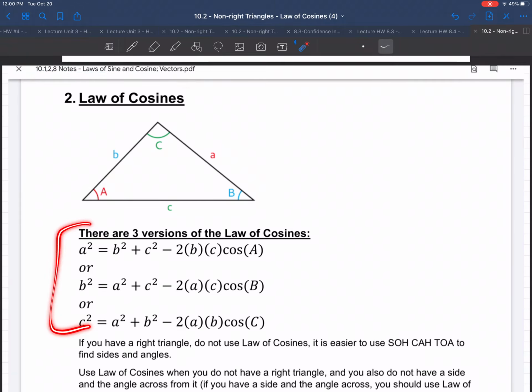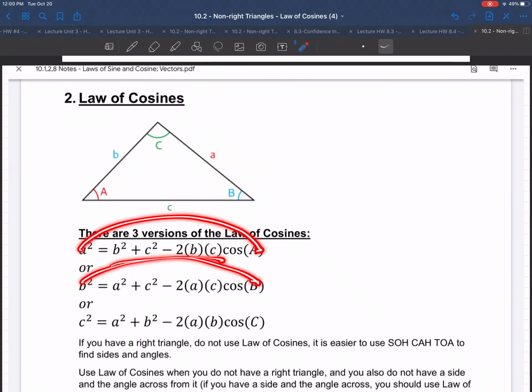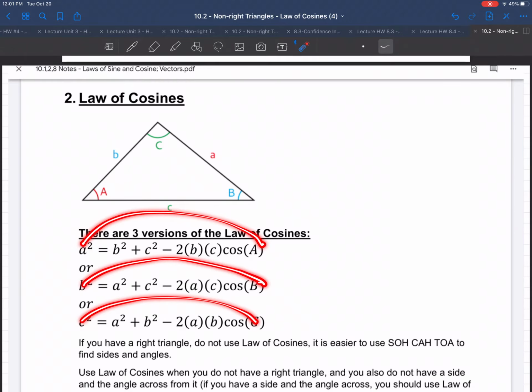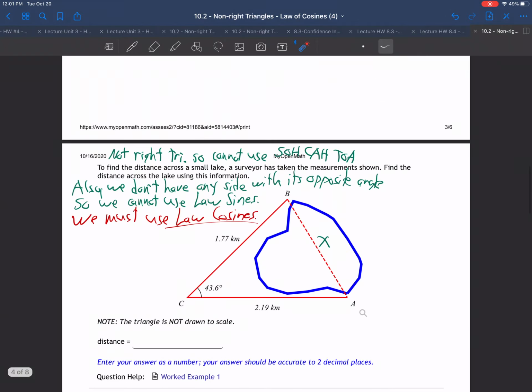So there's three versions of the law of cosine. Remember, in the law of cosines formulas, the different versions, they assume A is across from A, B is across from B, and C is across from C. So A is across from A with B and C in between, or B is across from B with the other two, A and C in between, or C is across from C with A and B in between, right? That's how the law of cosines works. So basically you have a side and the opposite angle, with the other two sides in between. So you can use any of those versions.